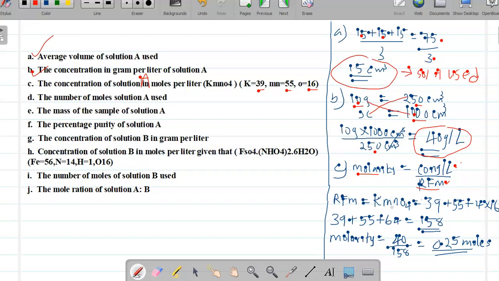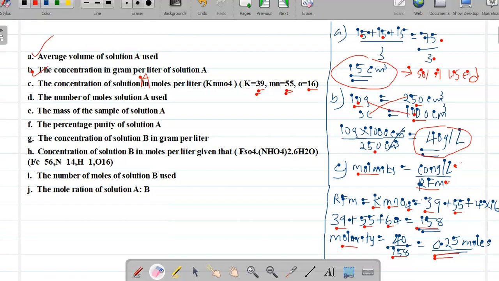RFM of potassium manganate(VII), where K, which is potassium, is 39, and Mn is 55, and oxygen O is 16. We have 4 oxygen, 4 times 16, which gives 64. So you take 39, plus 55, which is manganese, plus 64, which is 16 times 4 for oxygen. When you add all of them, you get 158. Therefore molarity is equal to the concentration in gram per liter, which is 40, divided by the RFM, 158.